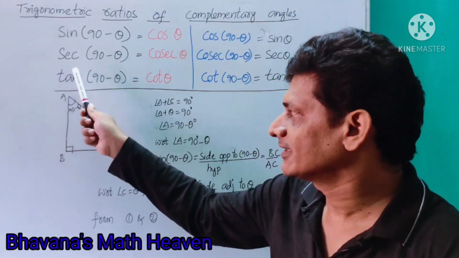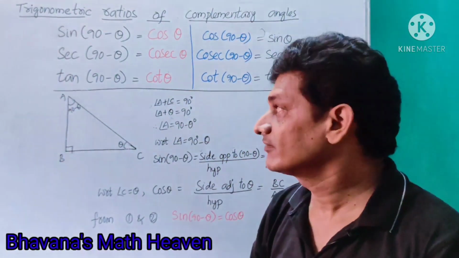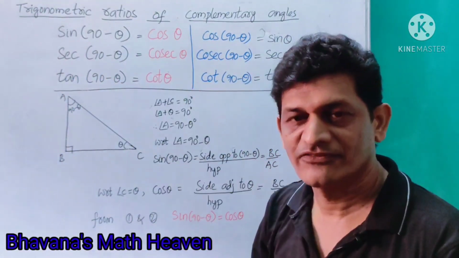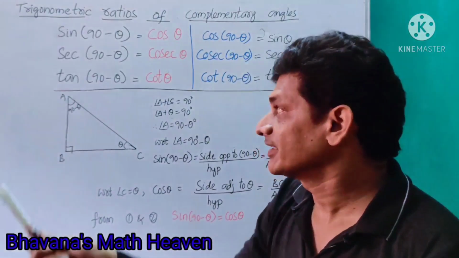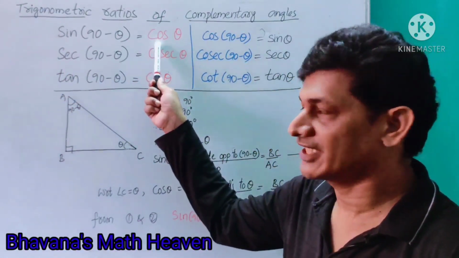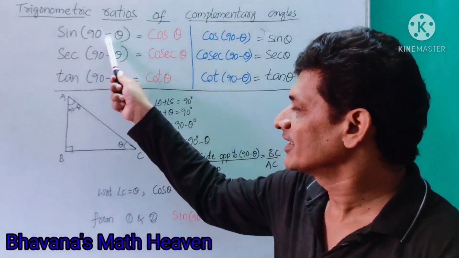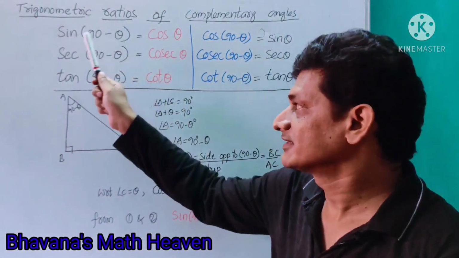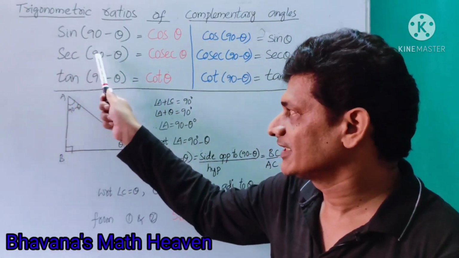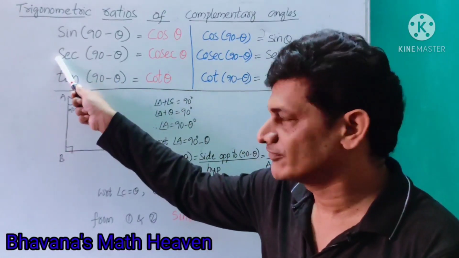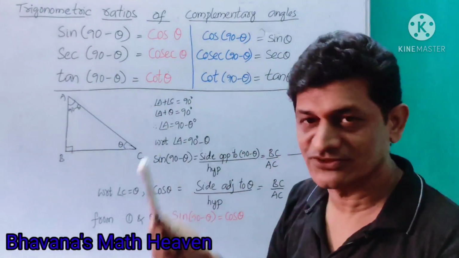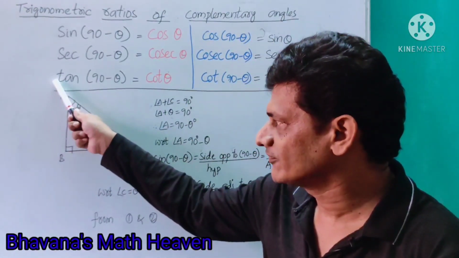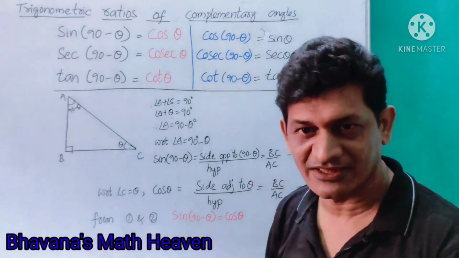Sine, secant, tan. If you want to convert sine 90 minus theta in terms of theta, if you apply CO at the beginning of sine, it becomes cosine. So sine 90 minus theta becomes cos theta, cosine theta. In the same way, secant 90 minus theta, if you apply CO for this, it becomes cosecant theta. And coming to the third one, if you apply CO for this, it becomes cotangent theta.